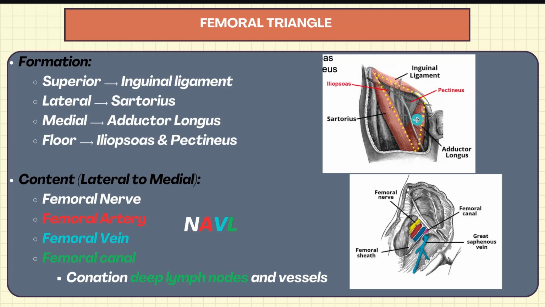Now for the floor of the femoral triangle, you're going to have the iliopsoas. If you start from lateral to medial, you're going to go from iliopsoas, then pectineus. And so you'll have 2 muscles making the floor. And for the contents inside the femoral triangle, going from lateral to medial, you're going to have the femoral nerve, femoral artery, femoral vein, and femoral canal. And this femoral canal contains deep lymph nodes and vessels.